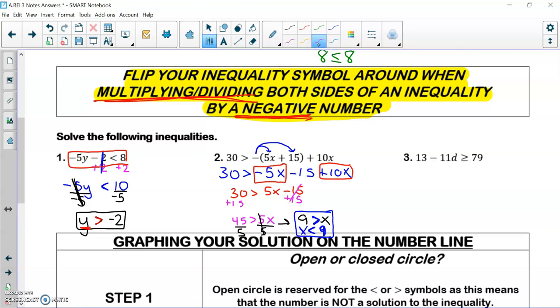All right, moving on to number 3. We don't need to simplify anything. So I'm going to get this 13 over to the other side. Since it's a positive 13, I'm going to subtract it over.